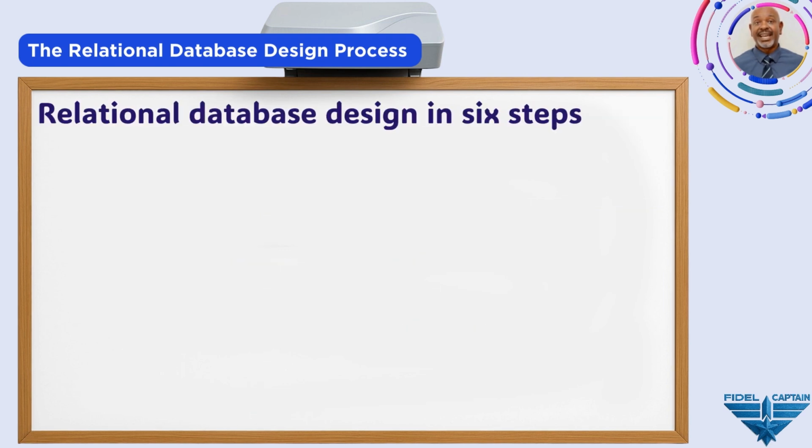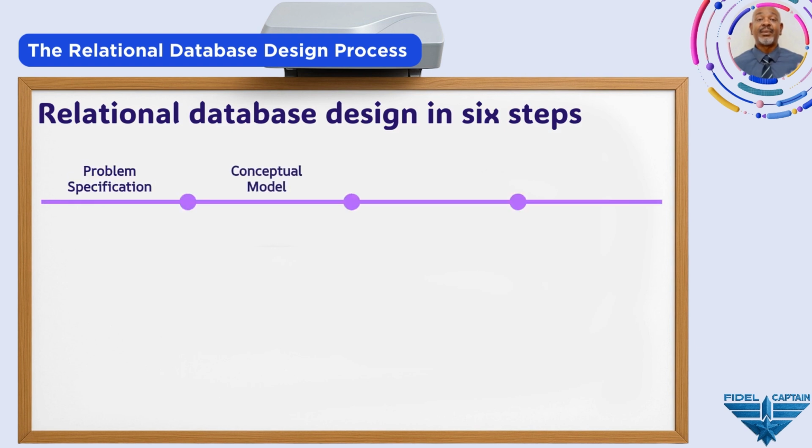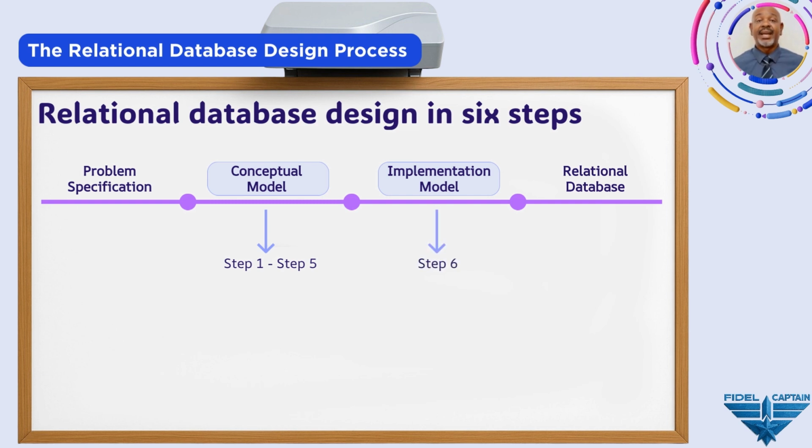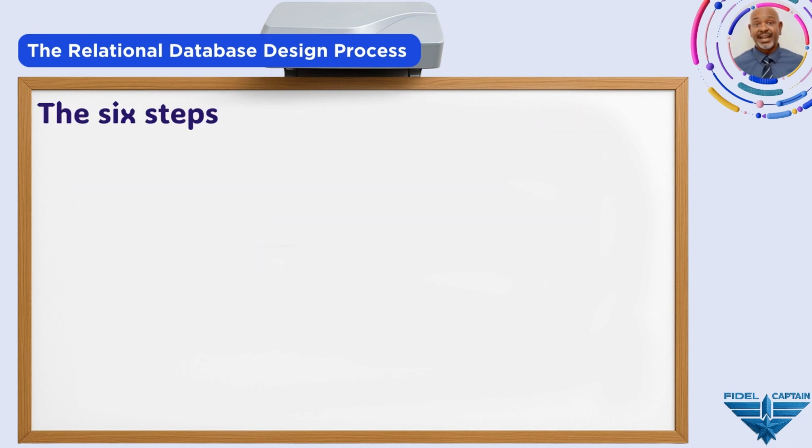Relational database design in 6 steps. The 6-step relational database design process produces 2 conceptual model diagrams, one simple and one detailed, and an implementation model diagram. A simple ER diagram is produced after step 3, a detailed diagram after step 5, and an RM diagram after step 6. Thus, the 6-step relational database design process is fully compatible with the 4 stages of database design and development. The 6 steps.